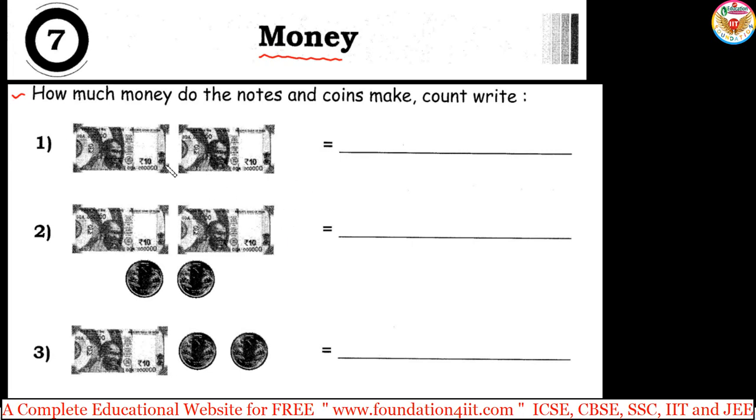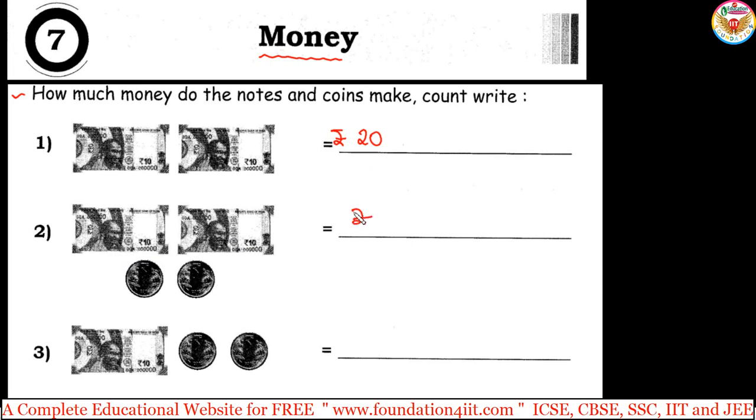Observe the notes and coins you can write. Okay, this is 10 and 10. Two 10s are there, so 10 plus 10 is 20. So 20 rupees. The rupee symbol is this. Next, 10, 10, and here a 1 and 1 are mentioned. So this is a 1 rupee coin and a 1 rupee coin. So 10 plus 10 plus 1 plus 1 is 20 and this 2.